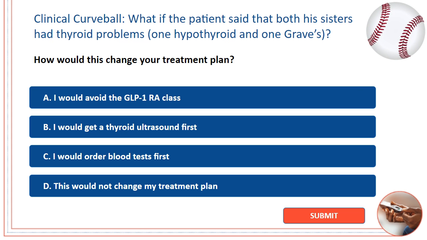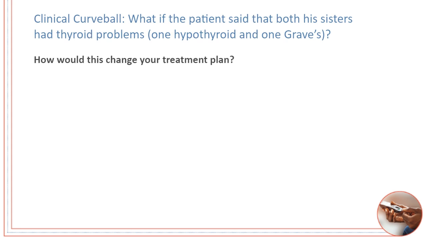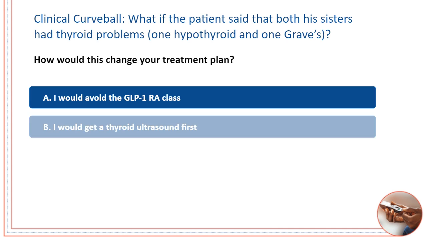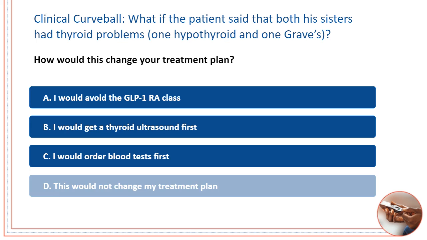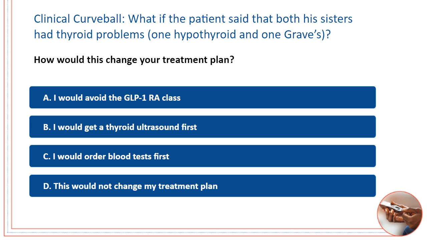Dr. Shubrook, what if the patient said that both his sisters had thyroid problems? One is hypothyroid and the other one has Graves' disease. How would this change your treatment plan? Thank you, Dr. Goldstein. This is a great question and certainly quite a common question. Thank you for doing the extra work to find out what those thyroid conditions were. Because again, we do have a warning with GLP-1 receptor agonists with medullary thyroid cancer. So if they had that problem, we would be concerned.